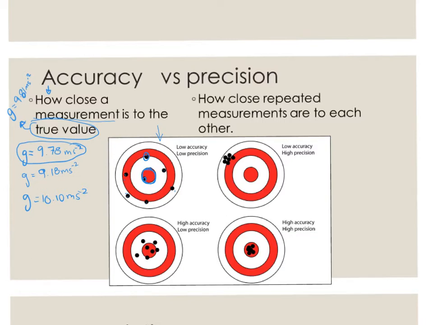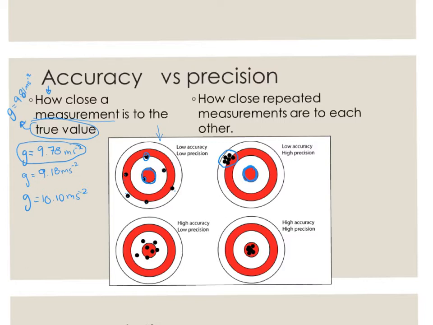Now we go to the second diagram. Remember, this should be your true value. There are no measurements made within the true value, hence low accuracy. But the measurements are all quite close together. So the repeated measurements are very close to each other, which makes it have high precision.